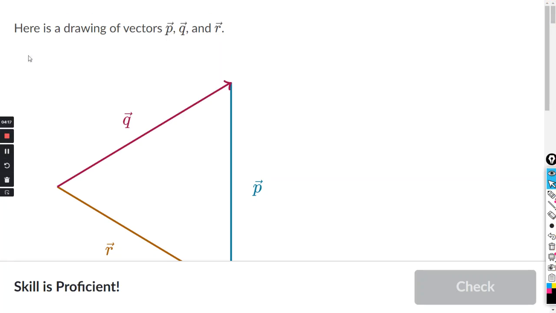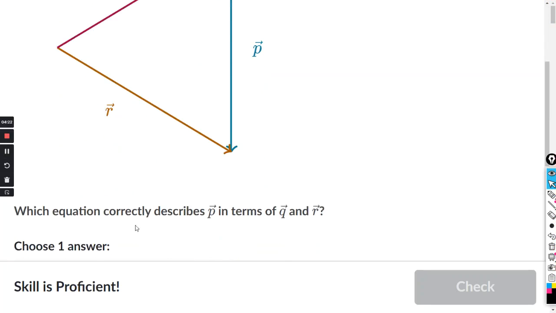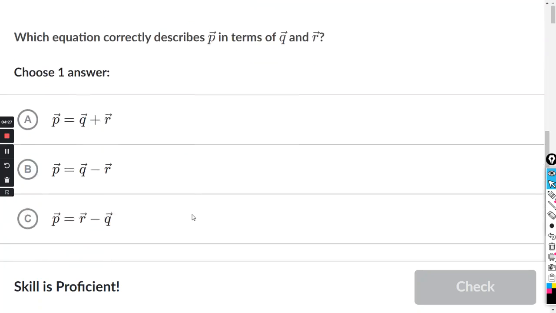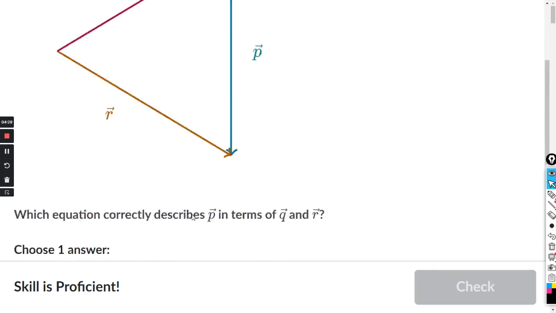Alright, first problem here is a drawing of vectors P, Q, and R. Which equation correctly describes P in terms of Q and R? Alright, let's take a look.